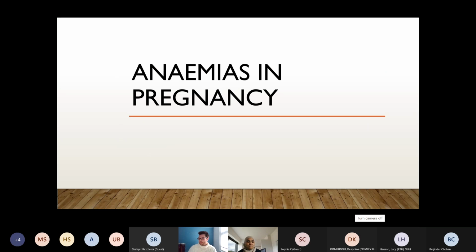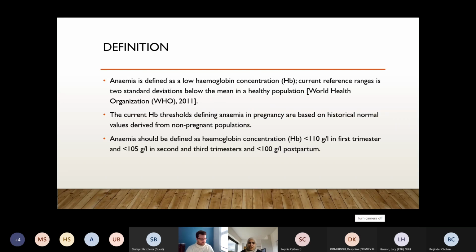The commonest medical disorder in pregnancy is anemia. Anemias in pregnancy. It's been a long time and I have not revised my knowledge on anemias, so I was just going through to see if there is anything new. We'll go through it. Definition. Do any of you already know the definition? Then we can skip through. Want to share? Anybody?